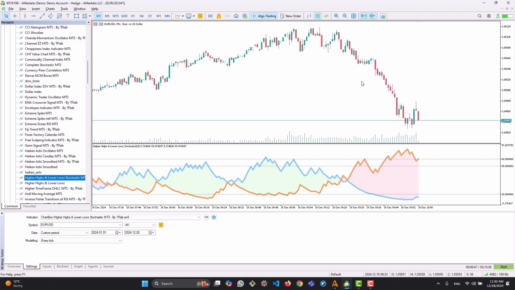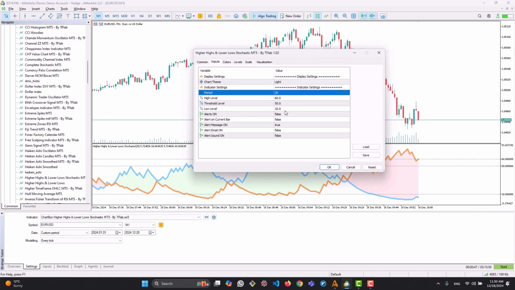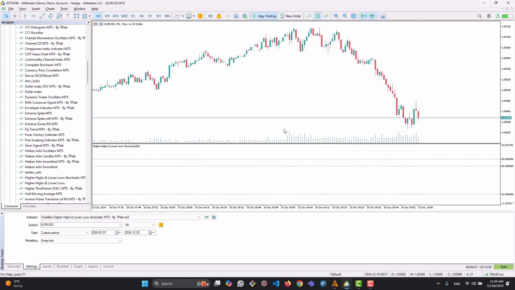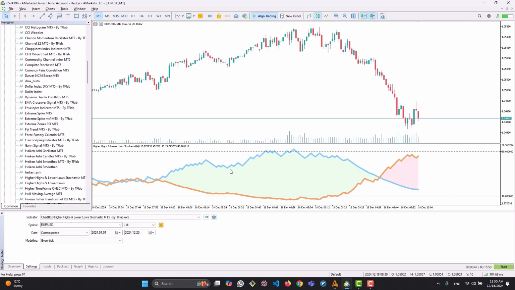Now, let's review the settings of this indicator together. The first option is the calculation period of this indicator. The more we increase the value, the smoother the line becomes, and the changes in trends and overbought oversold conditions are less frequent. For example, I'm increasing this number here. You see, we have a smoother ride, and the flow changes later.